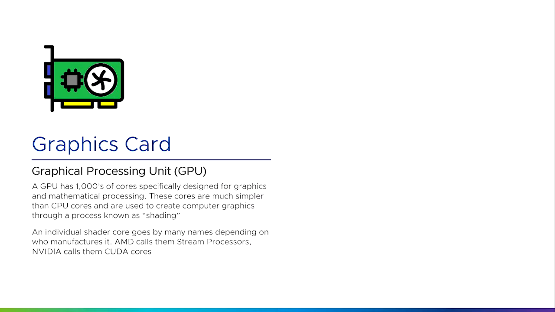Depending on the make and model of the graphics card, a shader goes by different names. AMD calls them stream processors and Nvidia calls them CUDA cores. But essentially it's a large amount of very small processors on a board designed to do lots of things at the same time. Names you'll commonly see are ATI and Nvidia.